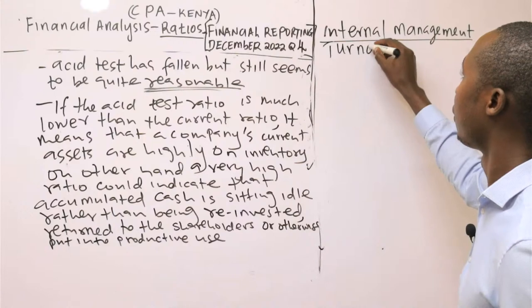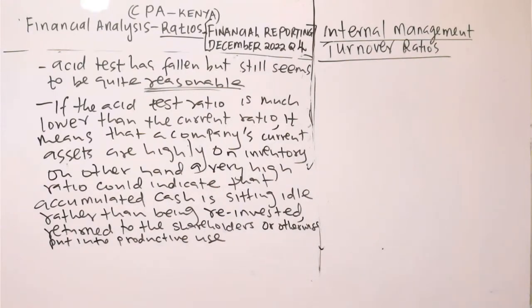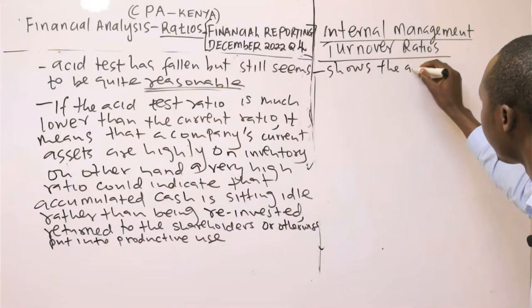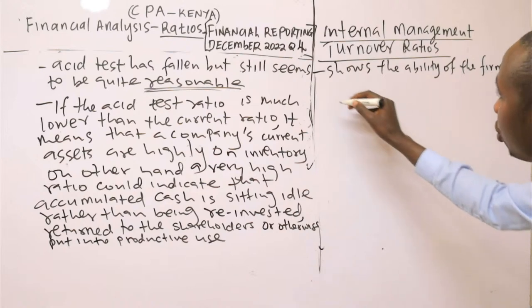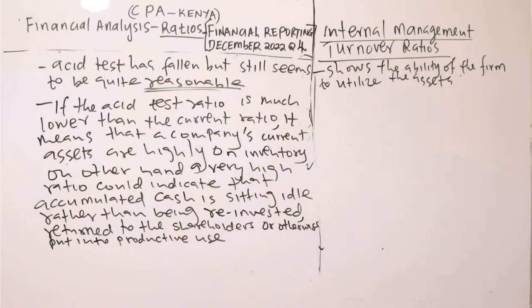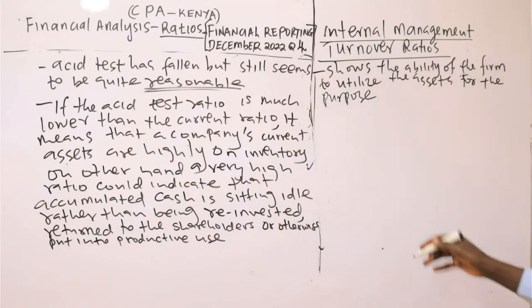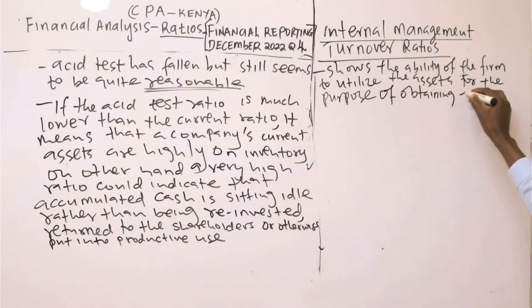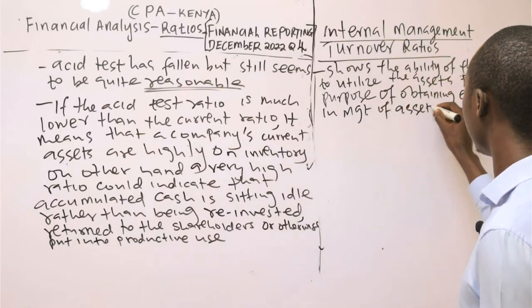What will the turnover ratios tell us? For the turnover ratios, it shows the ability of the firm to utilize its assets for the purposes of obtaining efficiency. So I can write so that you get something. It shows the ability of the firm to utilize the assets for the purpose of obtaining efficiency in management of assets of the business.